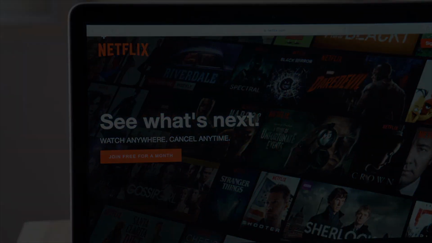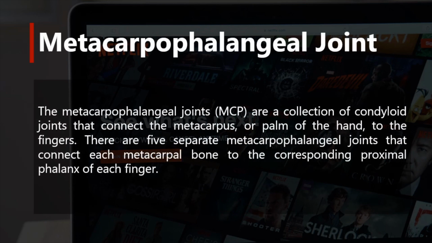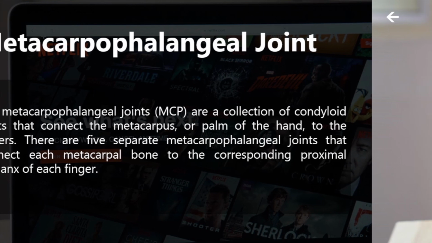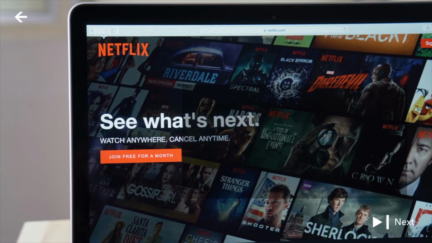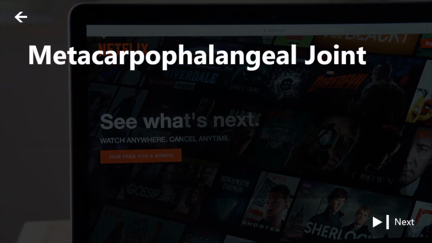So what is the meaning of the metacarpophalangeal joints? Metacarpophalangeal joints, or MCP, are a collection of condyloid joints that connect the metacarpus, or the palm of the hand, to the fingers. There are 5 separate metacarpophalangeal joints that connect each metacarpal bone to the corresponding proximal phalanx of each finger. Let's go over the subtopics of the metacarpophalangeal joints.